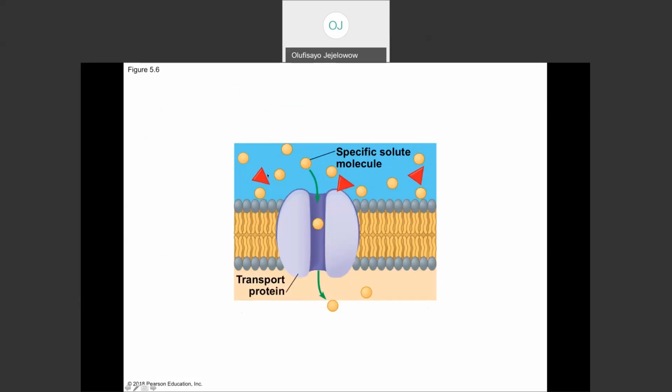So this is a transport protein. Specific molecules move across it. So even the membrane proteins are very specific in what they move. So the entire plasma membrane remains selectively permeable. It doesn't allow everything to go through.